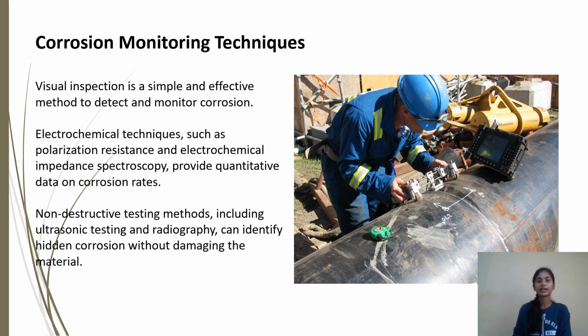Corrosion monitoring techniques. Visual inspection is a simple and effective method to detect and monitor corrosion. Electrochemical techniques such as polarization resistance and electrochemical impedance spectroscopy provide quantitative data on corrosion rates. Non-destructive testing methods, including ultrasonic testing and radiography, can identify hidden corrosion without damaging the material.